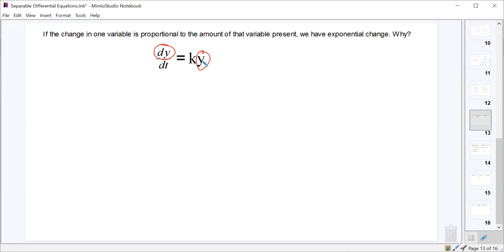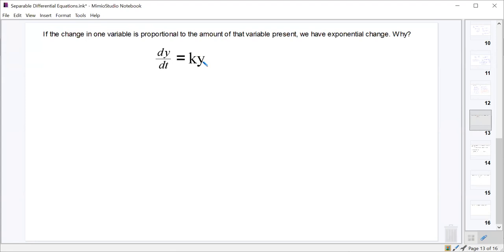That gives exponential change. Right? The change in y is equal to a constant times y. That constant could be 1, or it could be 7, or it could be 0.02. Right? But the change in y is proportional to the amount of y. That gives us exponential change. So the question is why? Well, the answer is fairly simple. This is the differential equation, the change in y with respect to time, dy/dt. And so all we have to do is separate the variables and solve the differential equation for y.